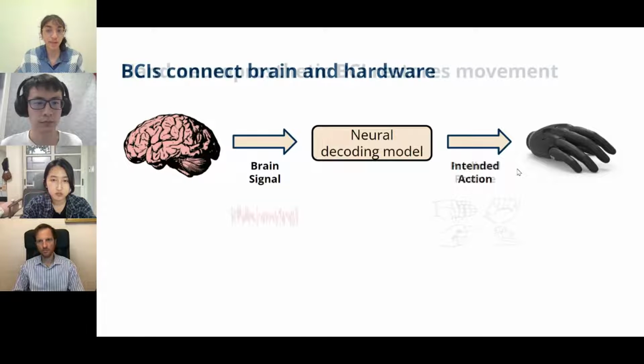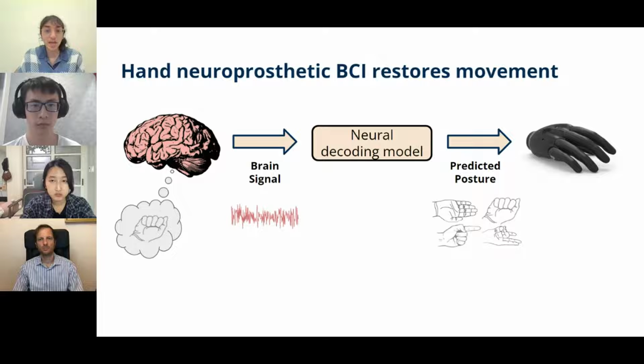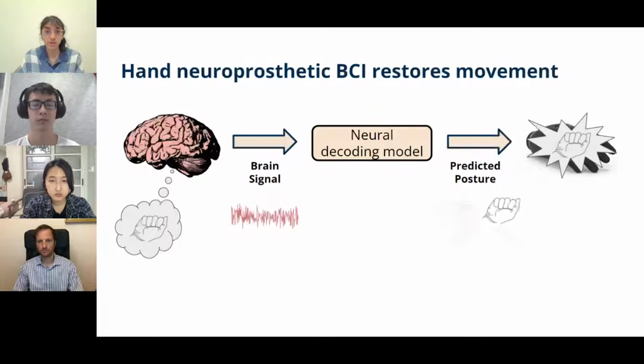For example, consider a hand prosthetic, which is a BCI that can restore hand movement. This device continuously records signals from the user's brain, and when the user thinks of performing a certain task, such as making a fist with their left hand, the neural decoding model uses the recorded brain signals to infer this intended task. The prosthetic then responds by performing the task, controlling the posture of an external hand prosthetic device.